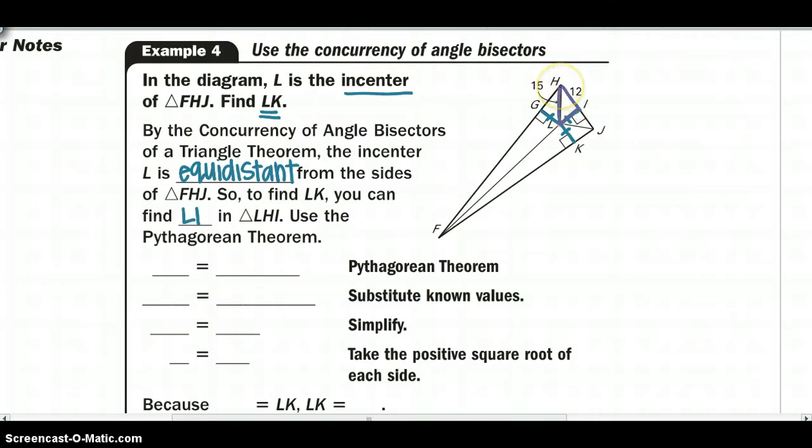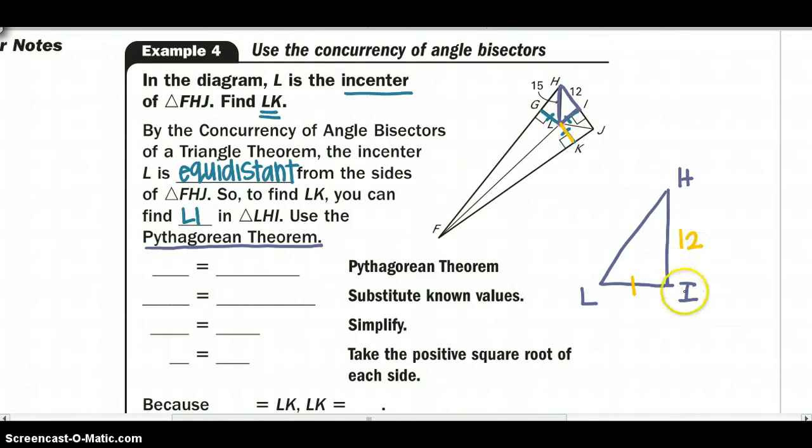Why? Because we have two parts of the triangle, so we can find our third side by using the Pythagorean theorem. So let's redraw this a little bit bigger. So I have H, I have L, and I have I. And I am using this because I know that LI actually equals LK. So that's why I'm using this triangle. I know that HI is 12. I know that HL is 15.